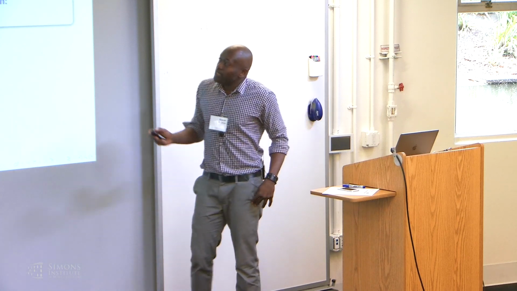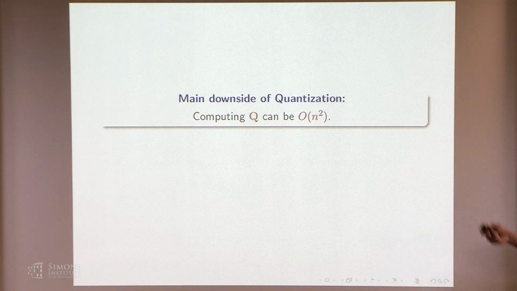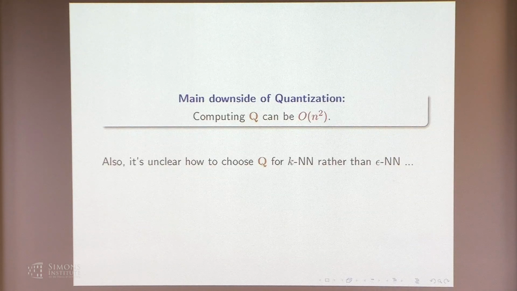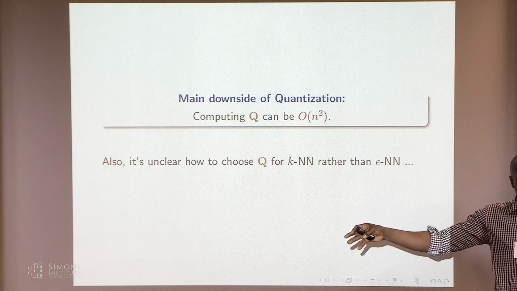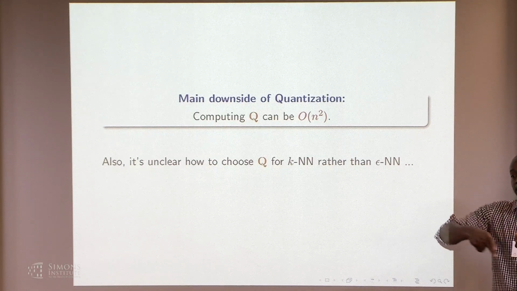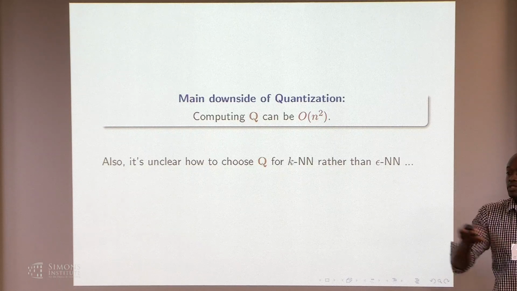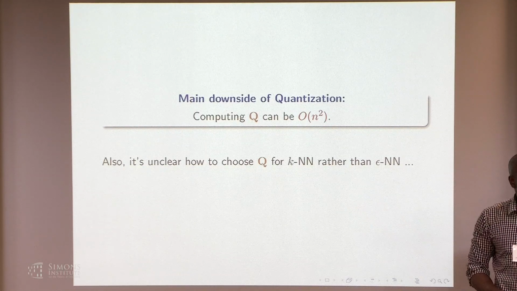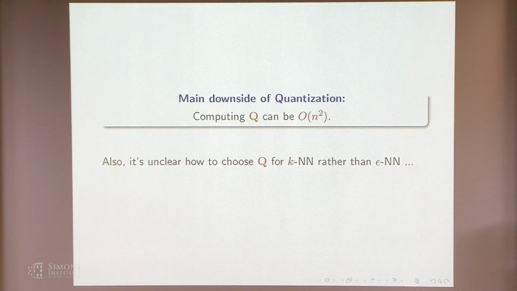So the main downside, however, of quantization is that computing Q can be order n squared in the worst case. And so this could be too much. And so one might start thinking about, rather than quantization, subsampling, which can be done so much faster. Also, another problem with the quantization is that I focused on epsilon and n for a particular reason. It's sort of unclear how to choose a quantization with the properties I wanted for k and n rather than for epsilon and n. Because the way we tie the quantization to the algorithm is using the fact that the neighborhood sizes are fixed. But for k and n, the neighborhood sizes are changing over space. So it's harder to know how to choose the quantization there. I tried for some time, then I decided just to go to subsampling.